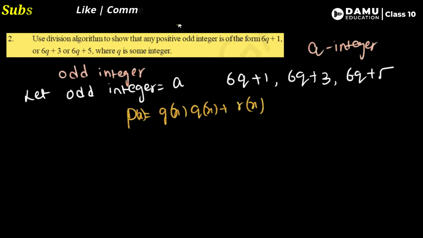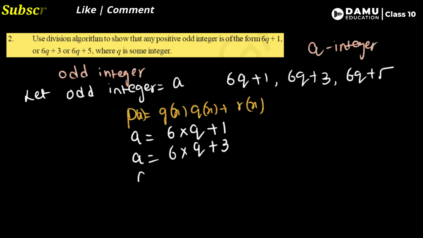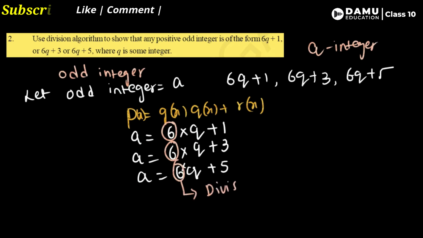Then what is the remainder value here? In 6q plus 1, a is equal to 6 into q plus 1, then a equals 6q plus 3, then a equals 6q plus 5. So 6 is common everywhere. What is this called? Divisor. The quotient and remainder are varying.